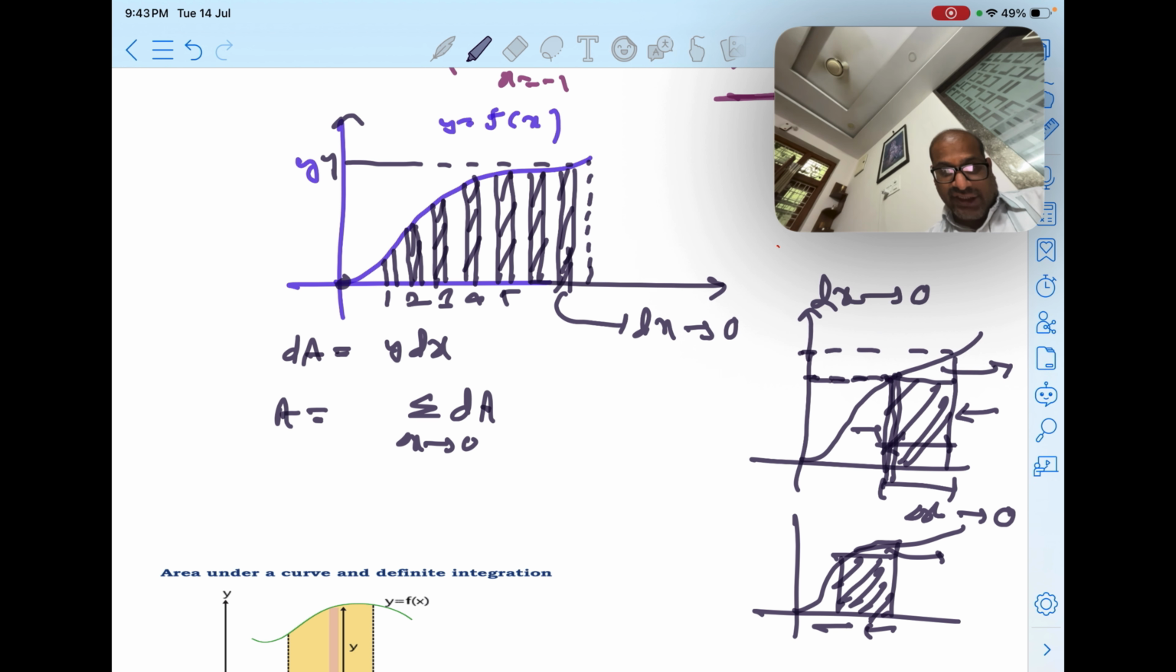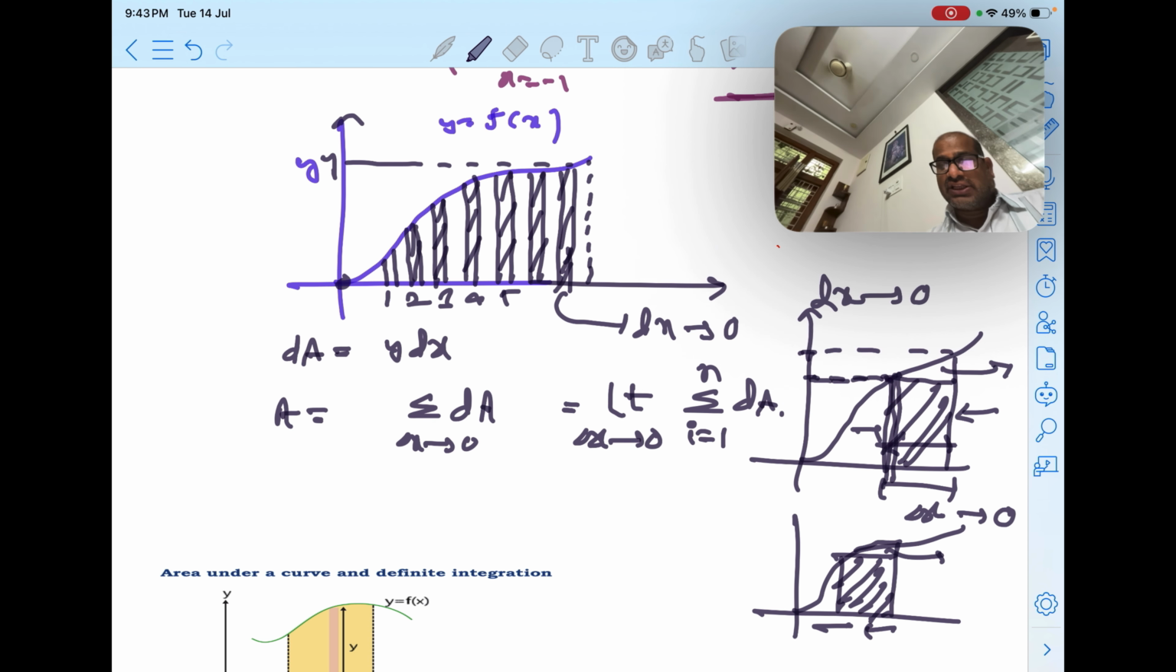Under this condition, this is the way we can call writing in mathematics: Limit delta x tends to 0, Summation I is equal to 1 to n, where n number may tend to infinity. So that I will write as dA.